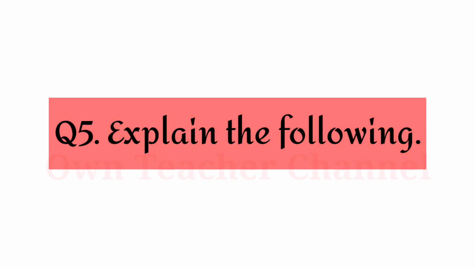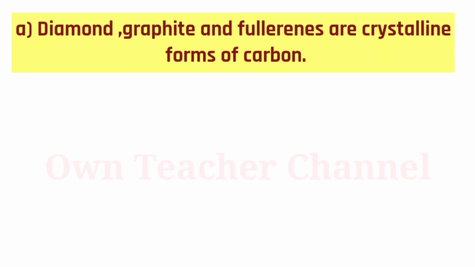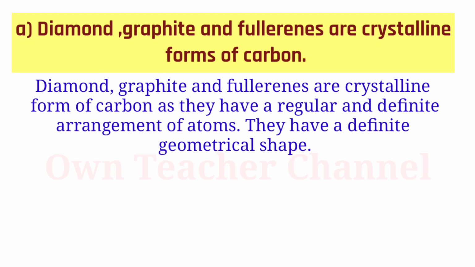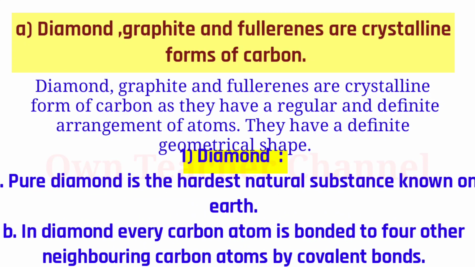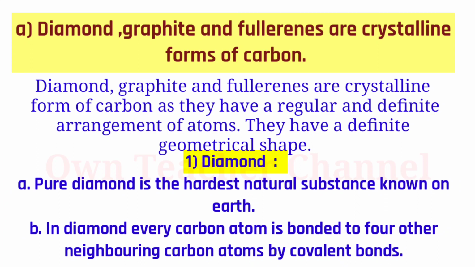Question 5. Explain the following. Diamond, graphite, and fullerenes are crystalline forms of carbon. Diamond, graphite, and fullerenes are crystalline forms of carbon as they have a regular and definite arrangement of atoms. They have a definite geometrical shape.